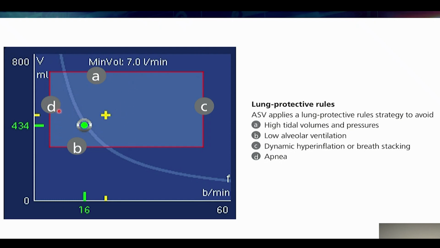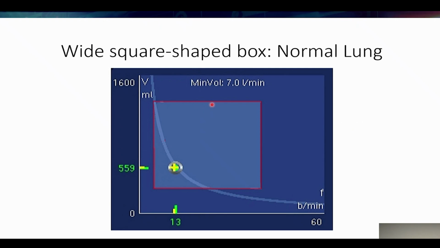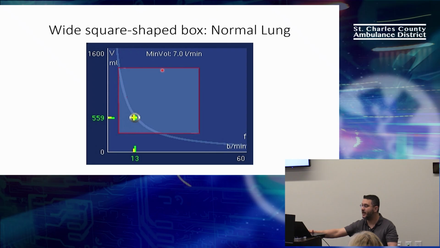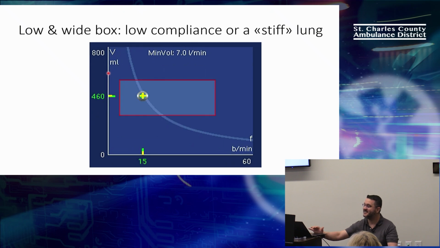D is what? That's your lower rate. And C is what? Cool, guys. So wide square, let's just go over the boxes here. What's a wide square shaped? Oh, I already gave the answers, I guess. A big box that covers the whole screen means you have normal lungs. Okay? Let's go over the next box.